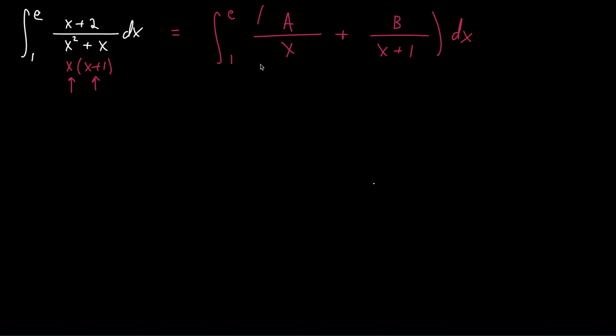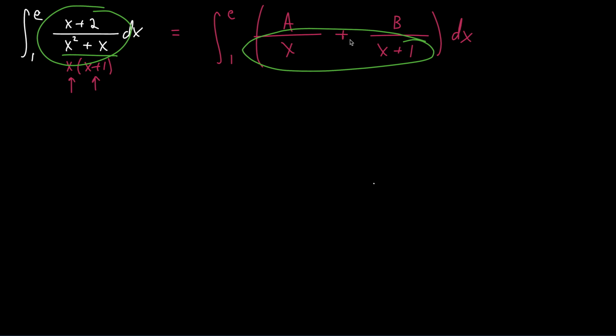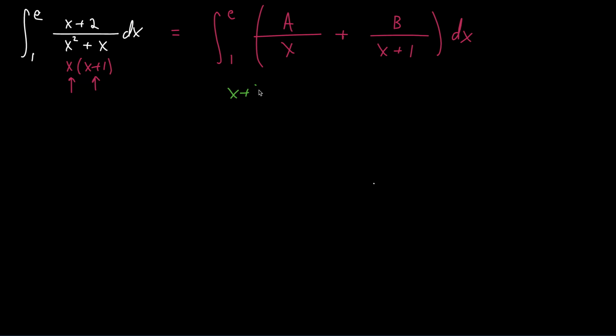So now our goal is to integrate this. How are we going to find our A and B? Following the usual procedure, we'll create a common denominator. Here, we want to get x² + x. We just have to get the common denominator to add these two. So what we see is (x + 2)/(x² + x) would equal A times (x + 1) plus B times x, all over the common denominator.